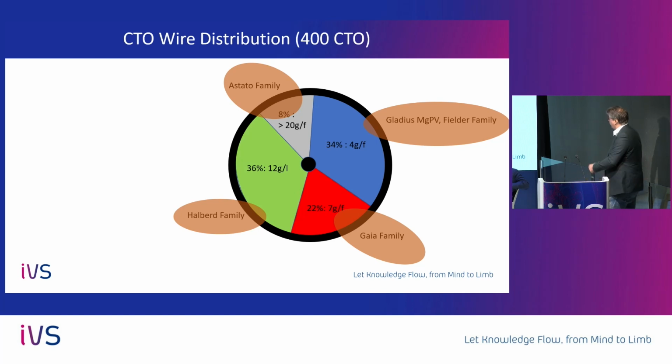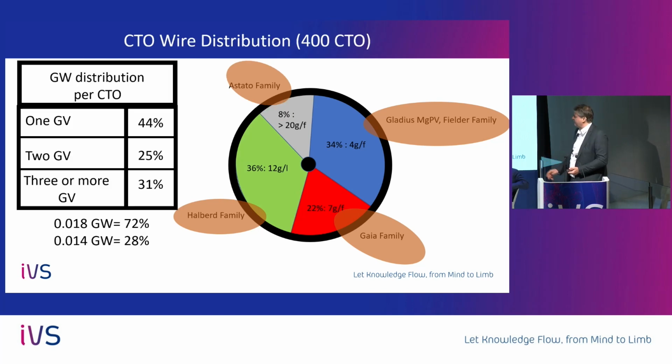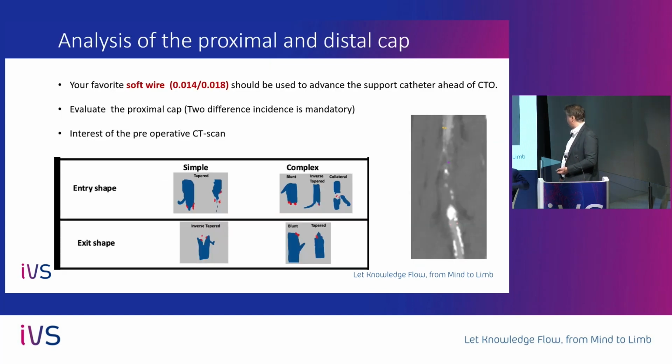And when we look at the distribution of the different wires that we use, I would be a liar if I told you I've only used one guide wire. No. In simple cases, we perform one guide wire in 44% of the cases, two guide wires in 25%, but sometimes we use 3, 4, 5, 6 guide wires. You need to know exactly which guide wire you need to use.